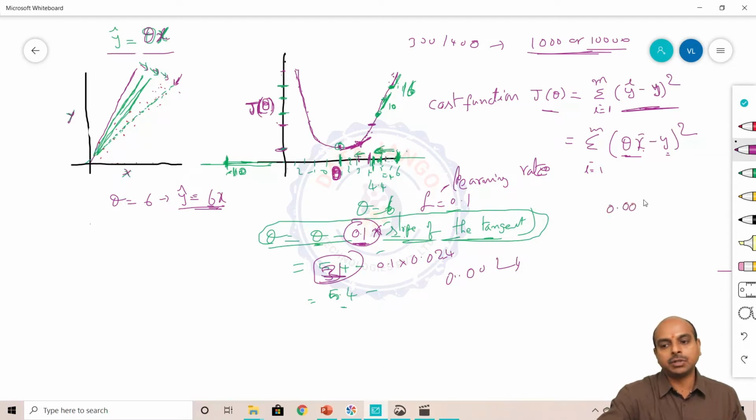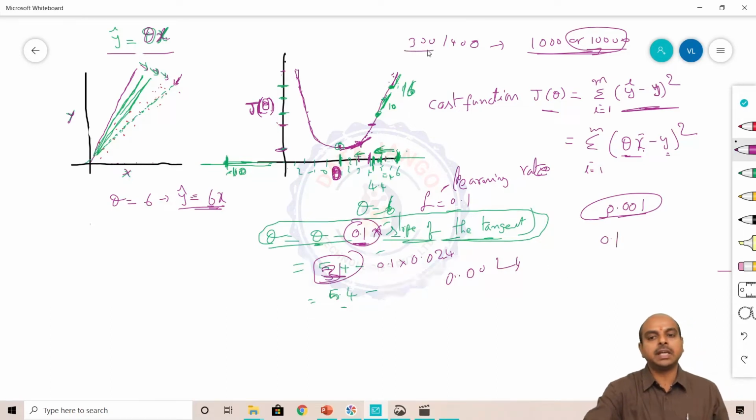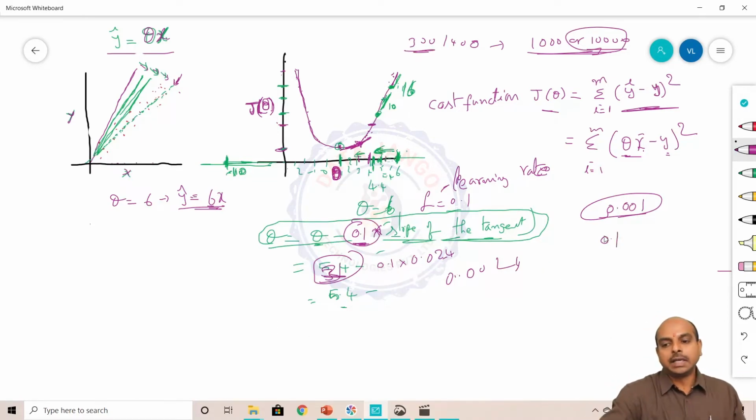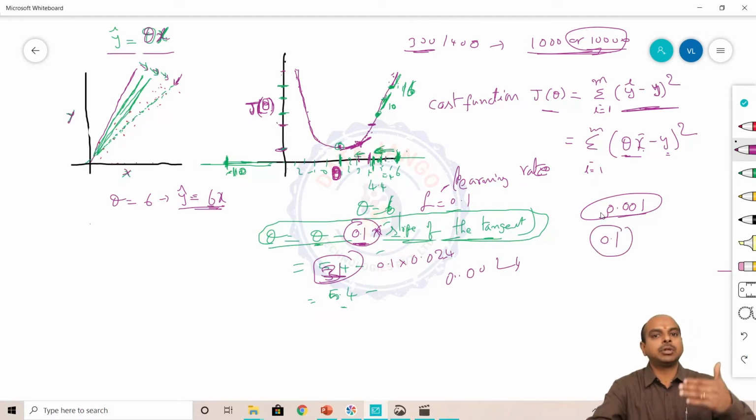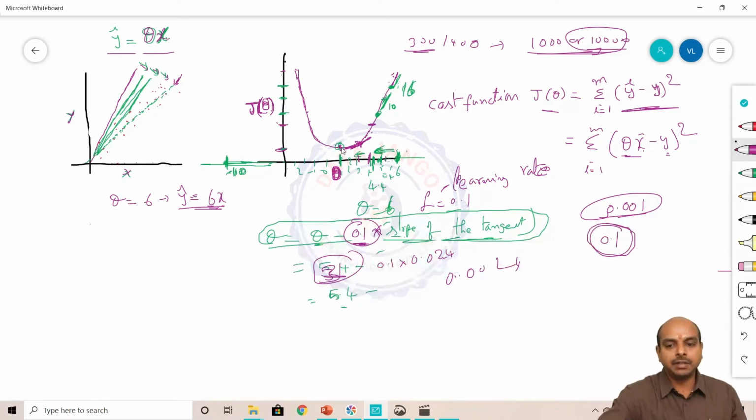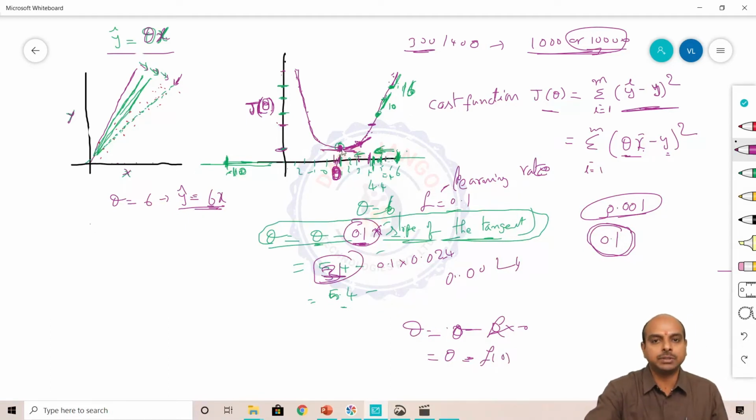When you chose 0.001, it took 10,000 iterations. If you choose 0.1, it may finish in 300 iterations. When you increase one number and reduce the iterations, you are saving lots of resources, memory and processing. So play with the learning rate and finish the convergence. If theta reaches here, the slope is going to be 0. That means theta is equal to theta minus alpha into 0, which is equal to theta. Again, theta is equal to theta minus alpha into 0. Once it reaches slope 0, it will stay there.